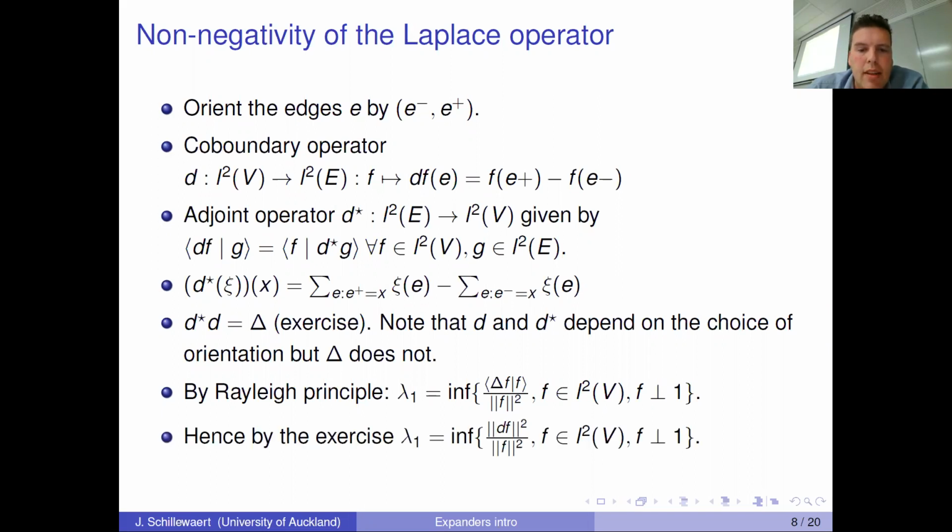Namely, this will be equal to the norm of df square over f square. I realize this is all very fast. If you think this is quite nice, I can recommend the book of Davidov, Sarnak, and Alain Valette, which is a very, very good book.